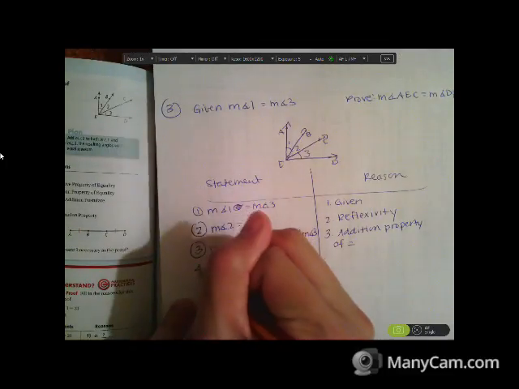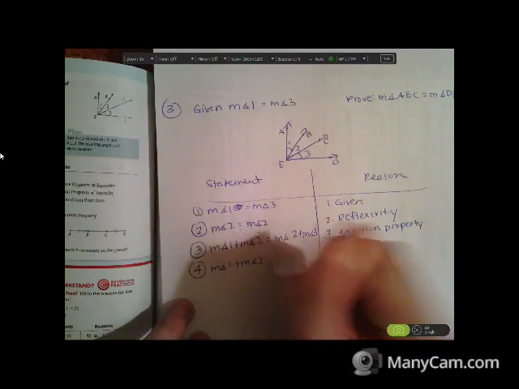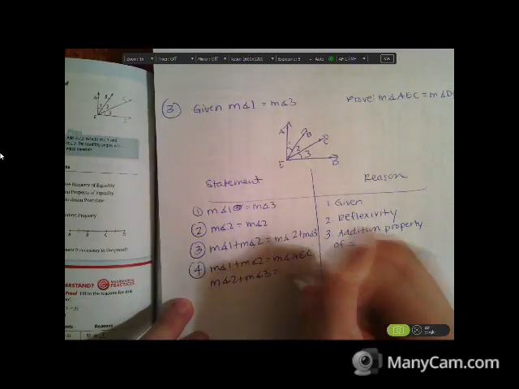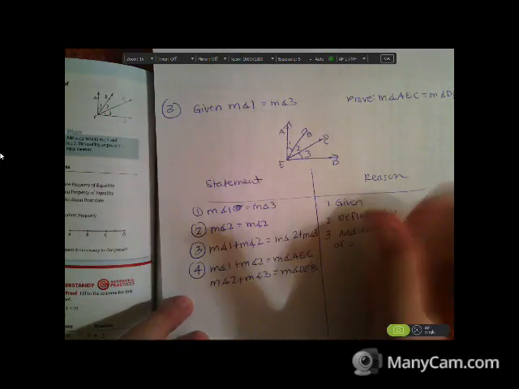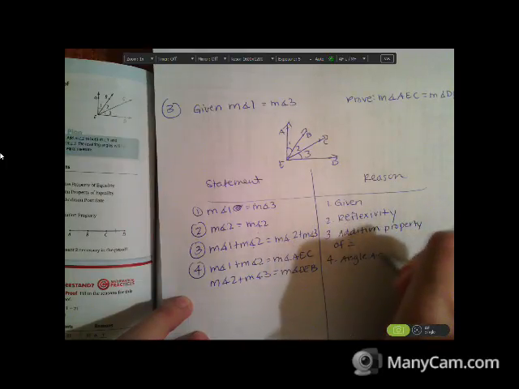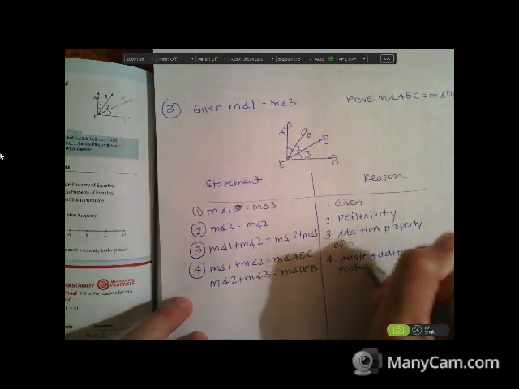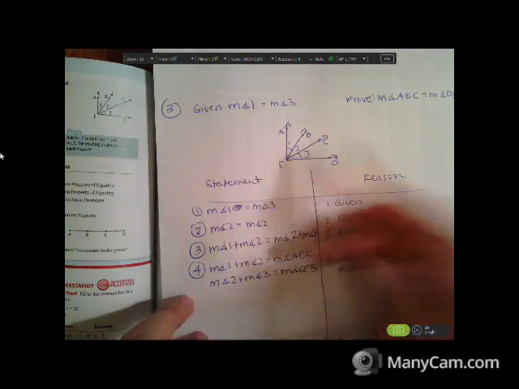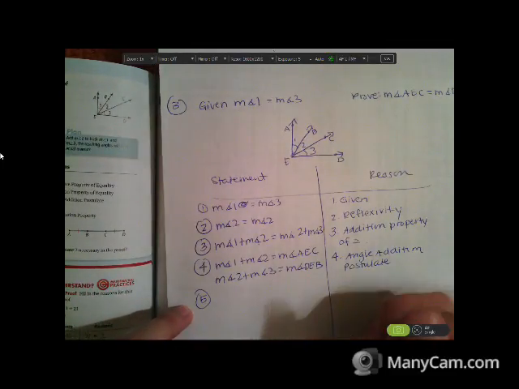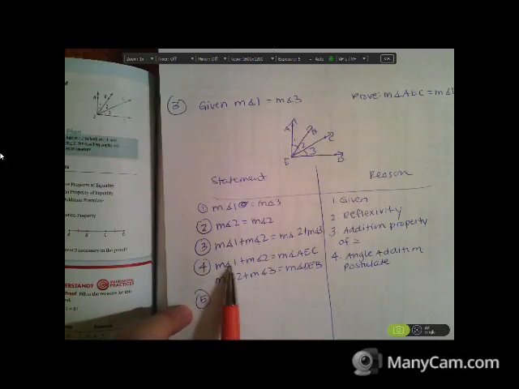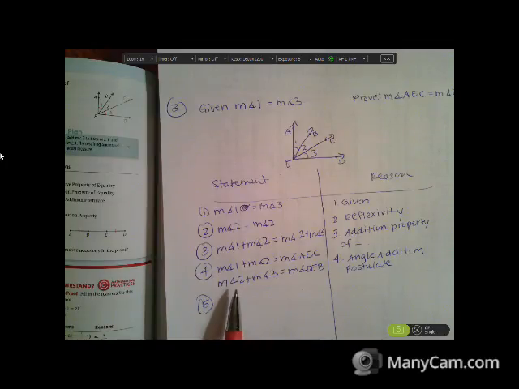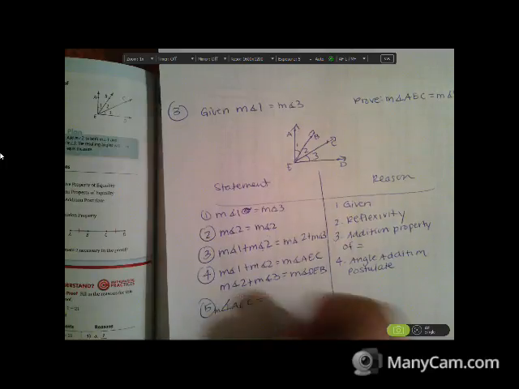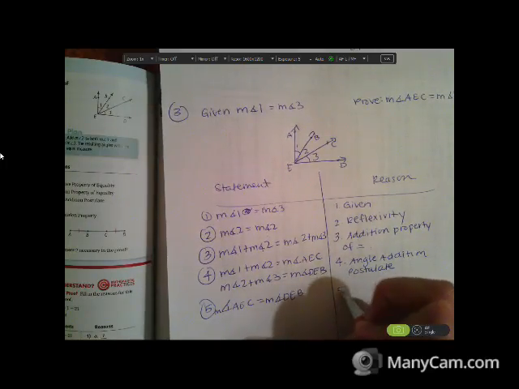Alright, the next step. 4. The measure of angle 1 plus the measure of angle 2 equals the measure of angle AEC. And the measure of angle 2 plus the measure of angle 3 equals the measure of angle DEB. And this is because of the angle addition postulate. That's just pretty much saying when you add the two angles, you'll get this big angle. So the fifth step would be, because angles 1 plus 2 equals AEC, and angles 2 plus 3 equals DEB, we can say that the measure of angle AEC is equal to the measure of DEB by the substitution property.